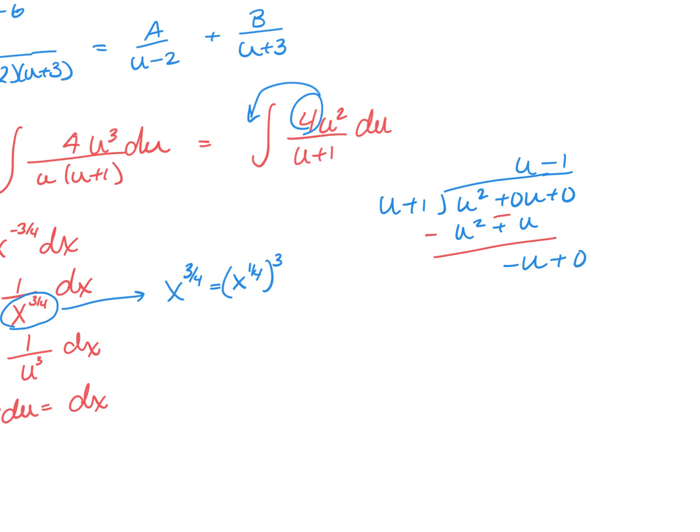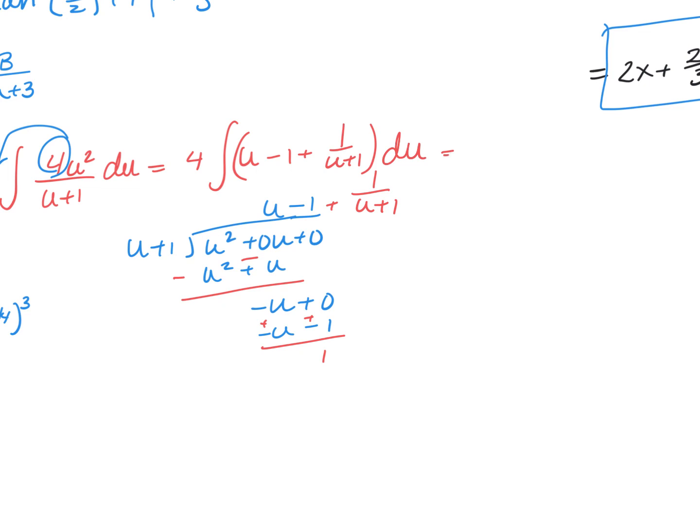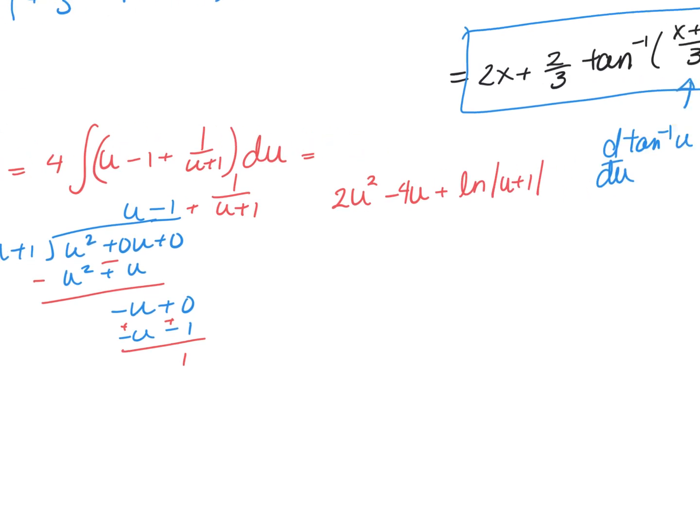That means I need a negative 1, so I have negative u minus 1. Changing my signs because I'm going to subtract that off, I get 1, so I end up with 1 over u plus 1. So this becomes 4 times the integration of u minus 1 plus 1 over u plus 1 du. When I do this integration, I'm going to get, oh wait, I'm not going to get 4. It's going to be 2u squared minus u multiplied by 4, so 4u. And then it's going to be plus the natural log of the absolute value of u plus 1 plus c.